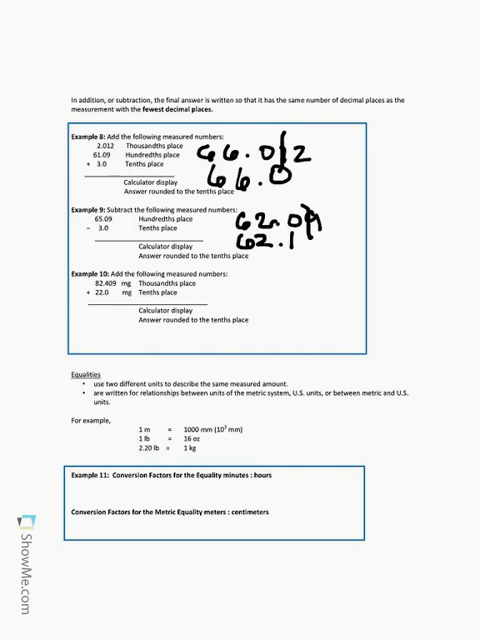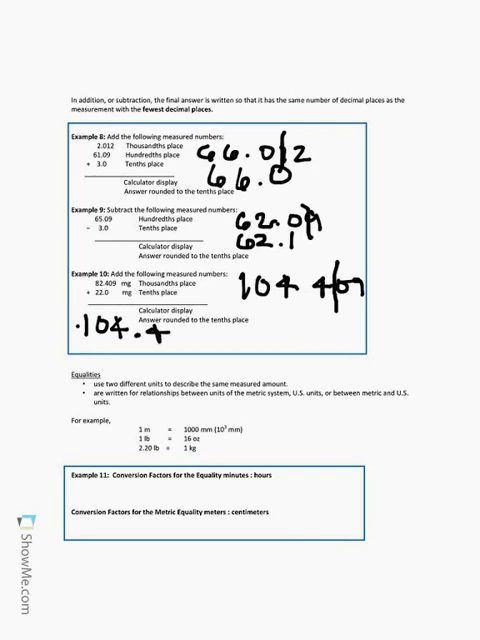Let's look at another example. 82.409 plus 22.0. Typing this in our calculator, we get 104.409. Looking at our first number, we have 3 decimal places. Our second number has 1 decimal place. Therefore, our answer should have 1 decimal place. Drawing our line, the number immediately following is a 0. So our answer should be 104. Oops, I'm sorry. Yes, 104.4. Okay.